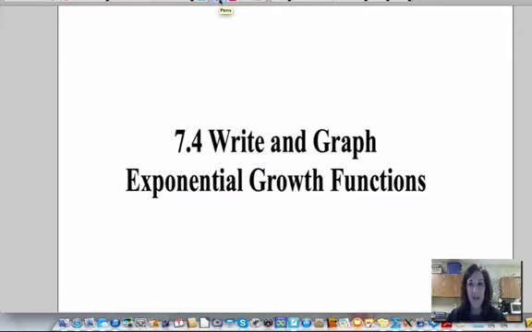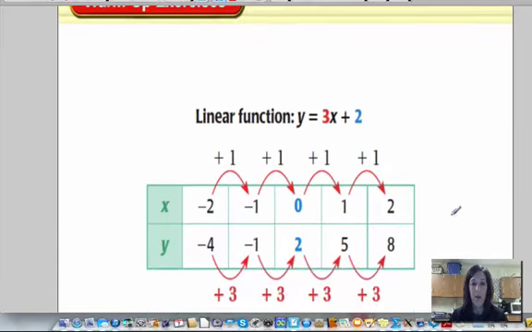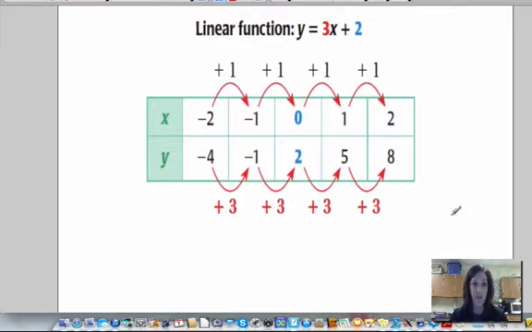Alright, this is podcast 7.4, Writing and Graphing Exponential Growth Functions. Now, we have talked about linear functions before. A linear function, if you were to graph it, forms a straight line. We talked about how linear functions have a constant change with the x's and a constant change with the y's. So if you look at this example, my x's have a constant change of positive 1, and my y's have a constant change of plus 3.